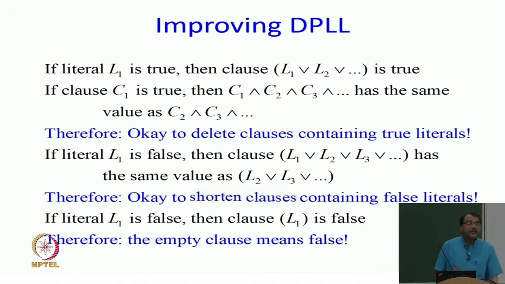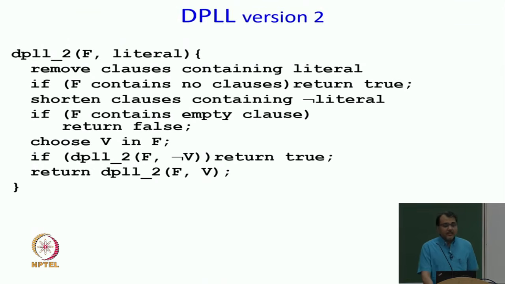So suppose I had A or B, I set A to false, so then I'm left with B. I set B to false, then I'm left with an empty clause, which is false, I backtrack. Okay. So the change in the algorithm would be: remove clauses that contain a literal that has already been set, and if a formula contains no clauses, then return true. If a formula contains an empty clause, return false, and you shorten clauses containing negative literals, right?